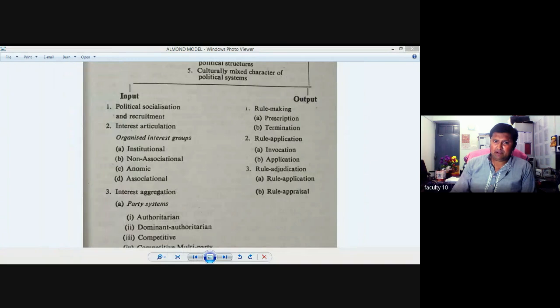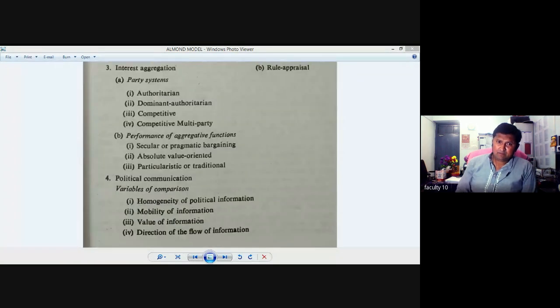In input function, you can find political socialization and recruitment, and interest articulation. You can see the interest articulation: it can be at the institutional level, the non-associational level, the associational level, or the economic level. And there is interest aggregation.